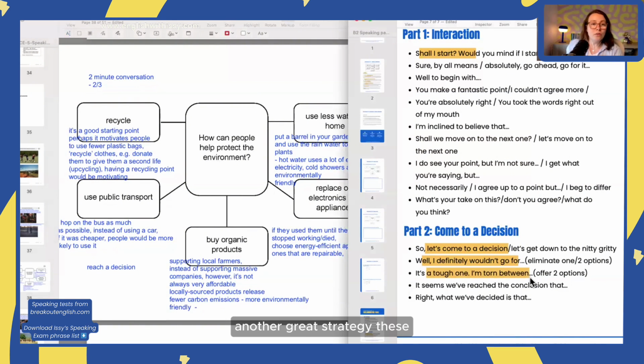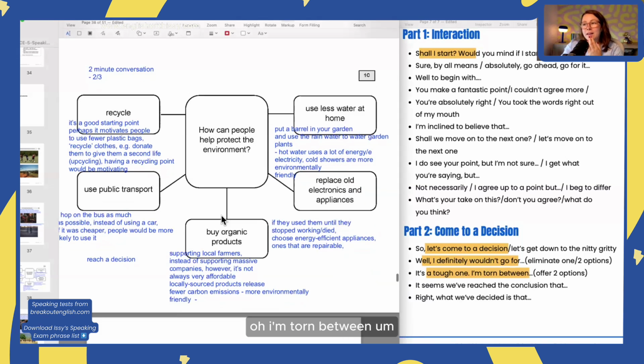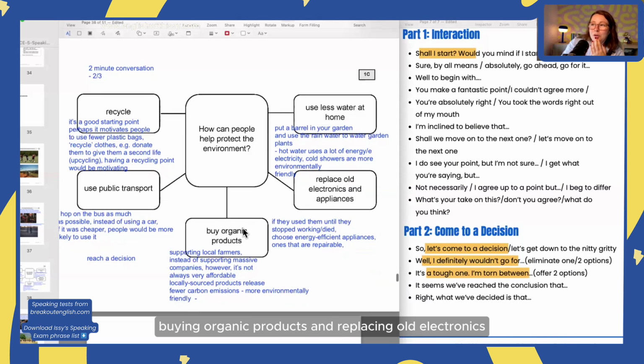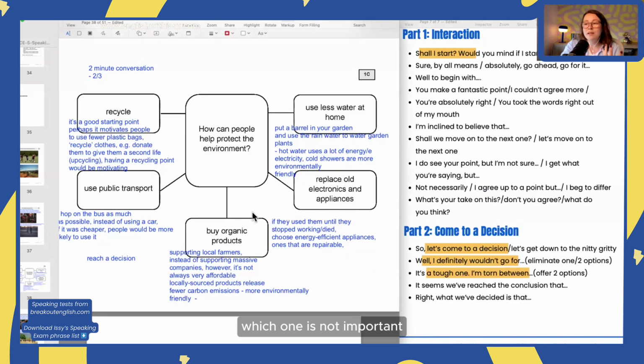Another great strategy, these actually work very well together, is to offer 2 suggestions. Because what we're doing now is just saying, well, I definitely don't think it's this one, but it might be this one or this one. What do you think? And then you're making the negotiation really easy. So you might say, for example, oh, I'm torn between buying organic products and replacing old electronics. Which one is not important? And then you might say, what do you think, Ursula?